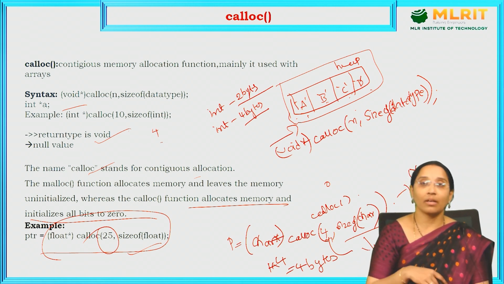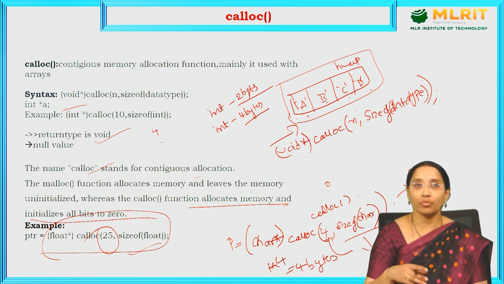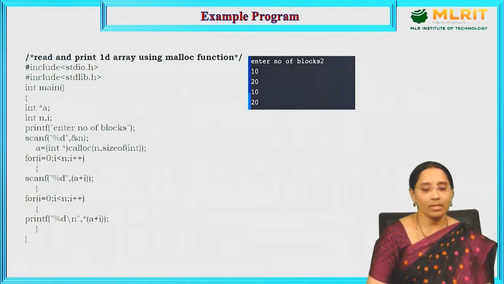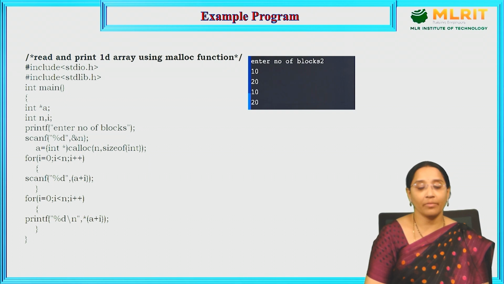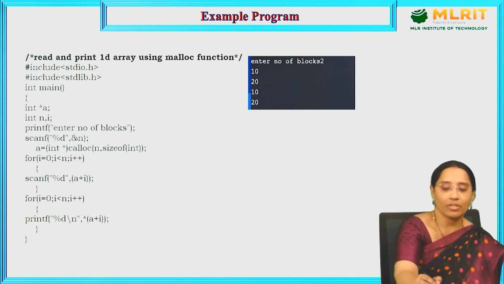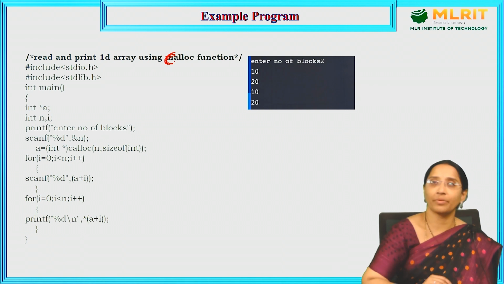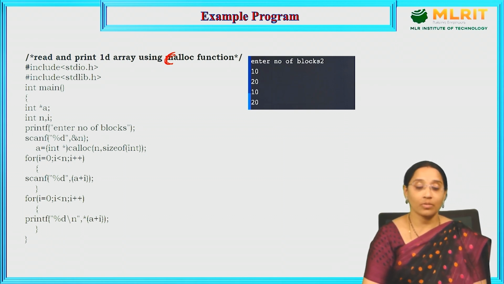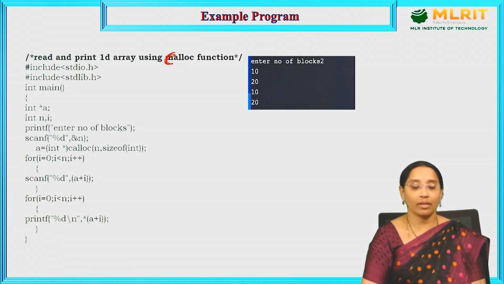Because we are allocating the memory through the malloc and calloc functions, it is allocating the memory dynamically. Next, this is the example program to read and print 1D array elements using calloc. In the last session we saw how to read and print the array elements using the malloc function. The same example, here we are writing this program by using the calloc function.